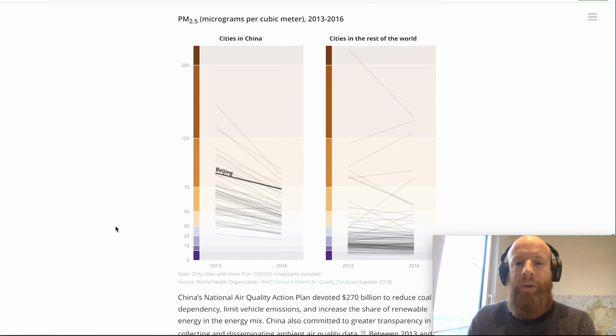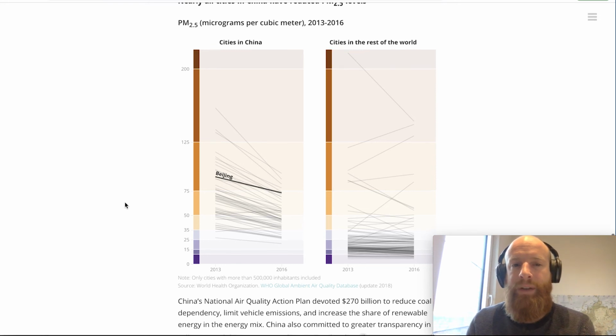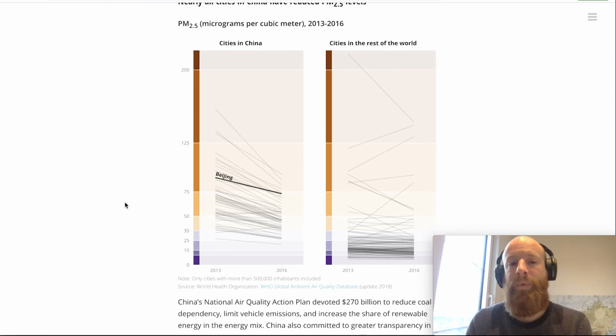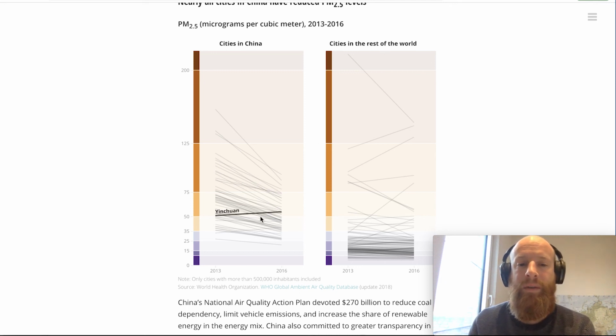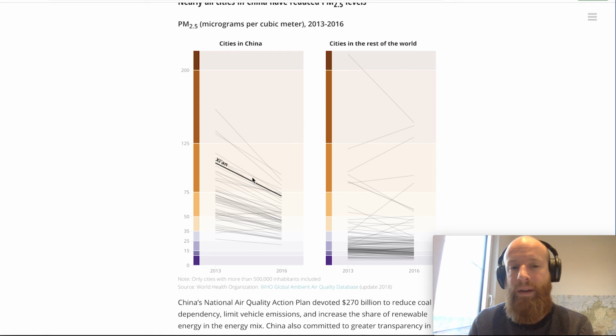Last thing I wanted to show you here is this chart. In the text, we mentioned that China is making an effort to improve air quality in its cities. And so we are comparing the air quality of cities in China to cities in the rest of the world. And indeed, you can see that in many Chinese cities, air quality is improving. So the concentration of these PM 2.5 particles in the air is going down because China is trying to close coal energy plants, for example.